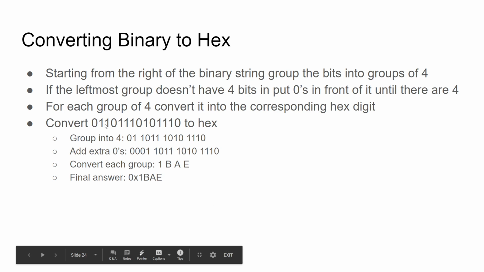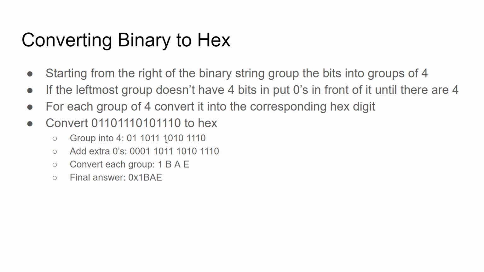So if this was our binary string, we're going to break it up into groups of 4. So 1, 1, 1, 0, then 1, 0, 1, 0, 1, 0, 1, 1, and 0, 1. This group is a little bit short, so we add 2 extra zeros to the front of it to pad it out, so it ends up having 4 bits in it. Then we convert each group of 4 into its corresponding hex digit. Here, what's the decimal value of this group of 4 bits? It's 1, right? So that's represented as 1 in hex.